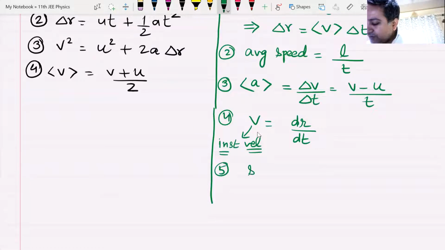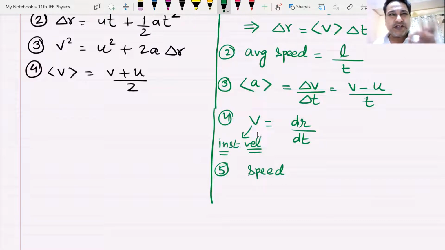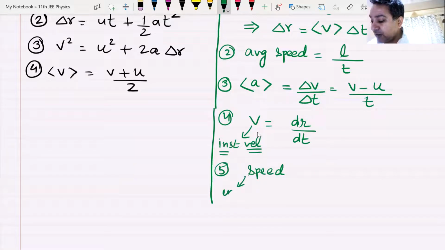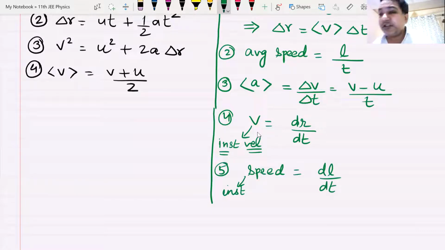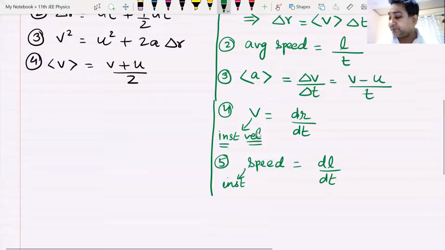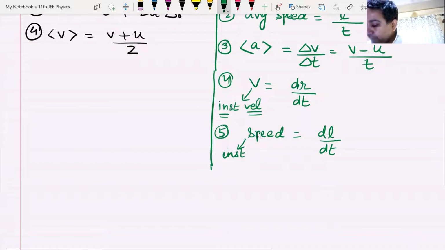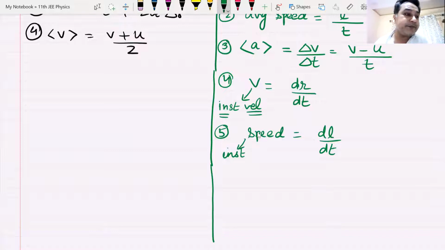Now let me write speed. Why am I not using any symbol for speed? Because the symbols for speed and velocity are always V, and I don't want to confuse you. When I talk about speed, I am talking about instantaneous speed. It is the rate at which the body travels distance. So it is dl by dt, rate of change of distance with time. You can call that speed as well. Am I clear with everyone?